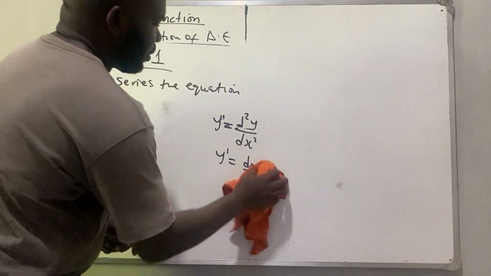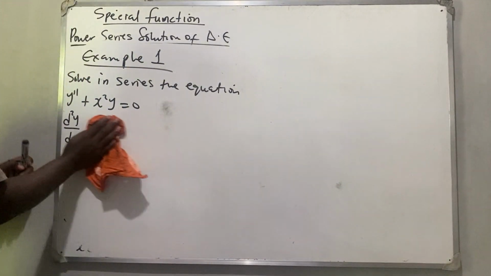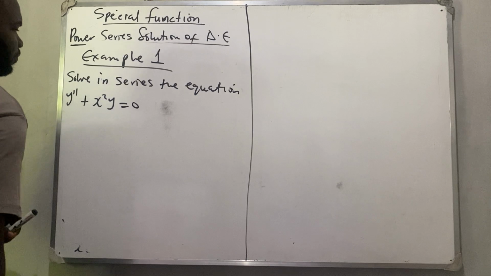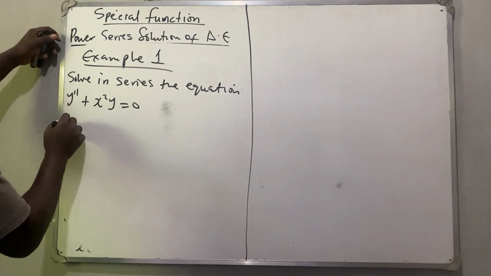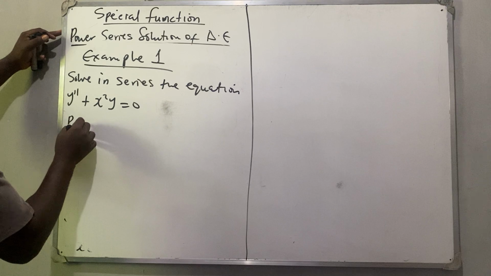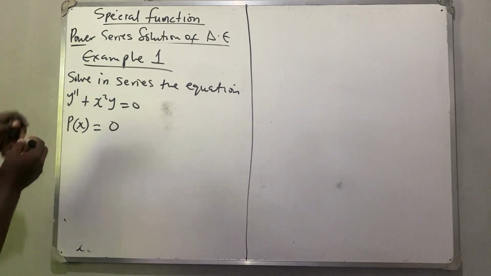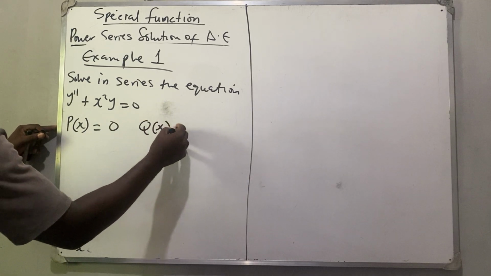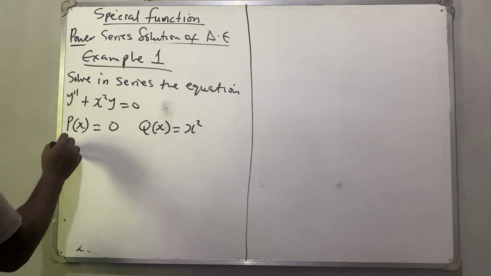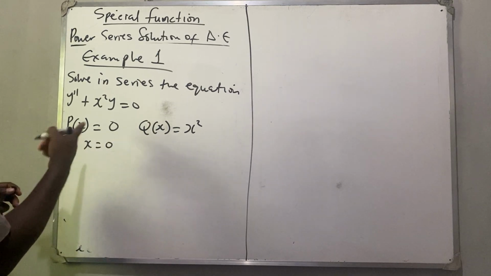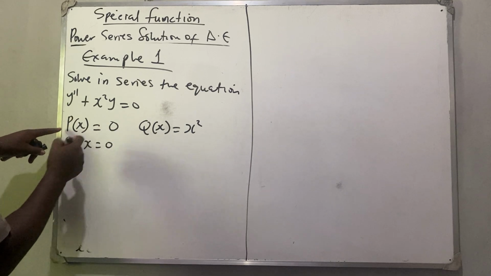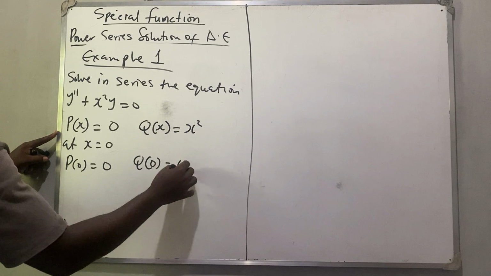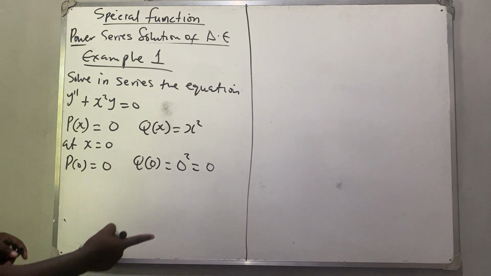Okay. So now, the first thing we are going to check is if x equal to 0 is an ordinary point of this differential equation before we solve. Now, it's obvious that our p of x here is equal to 0, yes, because there is no coefficient of y prime, and then our q of x is equal to x squared. Is it not true? Now, at x equal to 0, if I put 0 here, p of 0 is still 0, right? And the q of 0 is still 0 squared, which is still 0. And 0 is not the same thing as infinity.